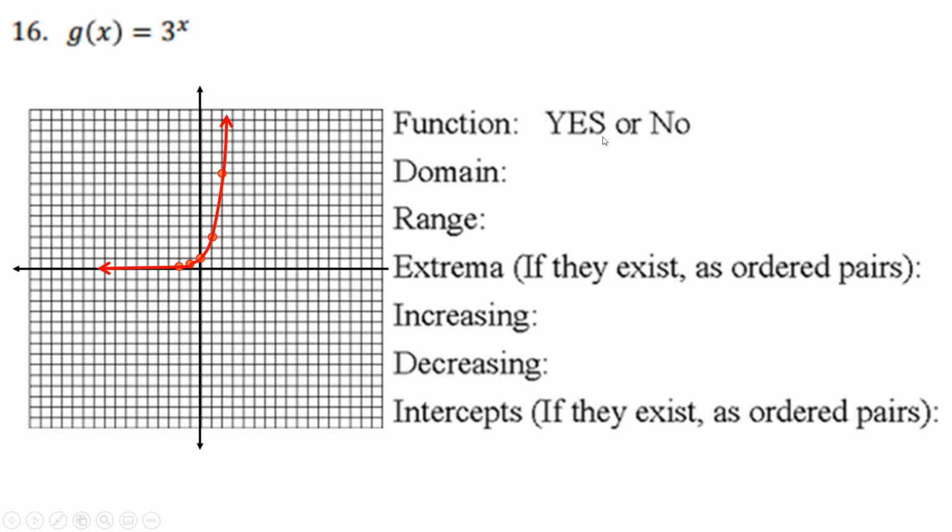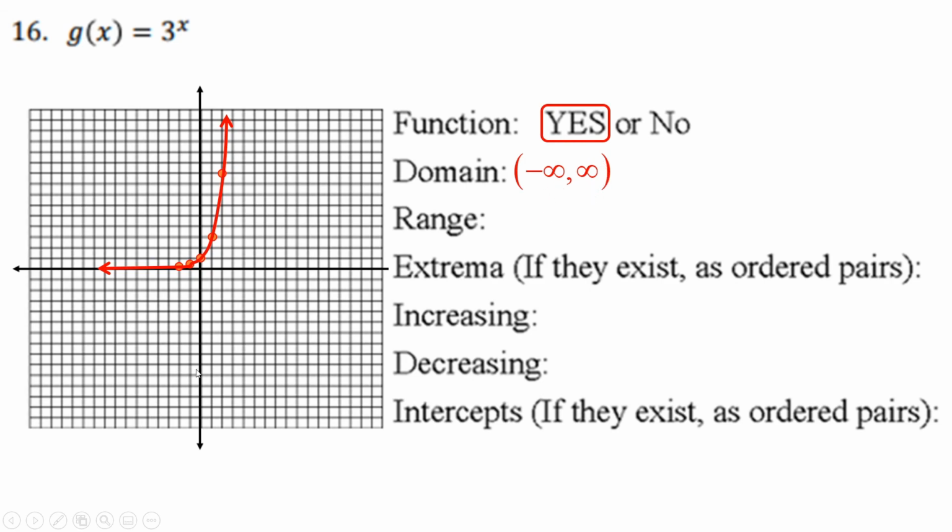And is that a function? Why, yes, it passes the vertical line test. Domain, arrow to the left, arrow slowly to the right. That would be all real numbers. So negative infinity to infinity. Note the parentheses because we can never reach negative infinity or infinity.